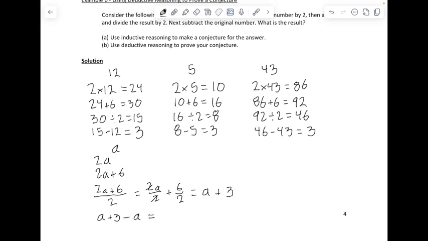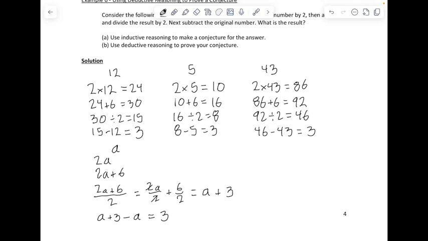What is this result? I've got an a, I'm adding 3, and then I'm subtracting a. So a minus a, those just become 0. They cancel each other out, and the result is just 3. So we went through the same series of steps using an arbitrary number, and we still got 3. Keep in mind that a can be replaced with any number, any possible number. So this proves that the conjecture is true.